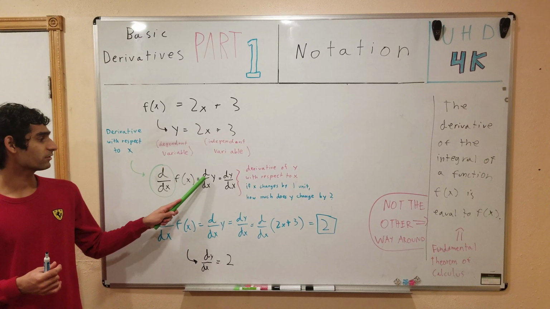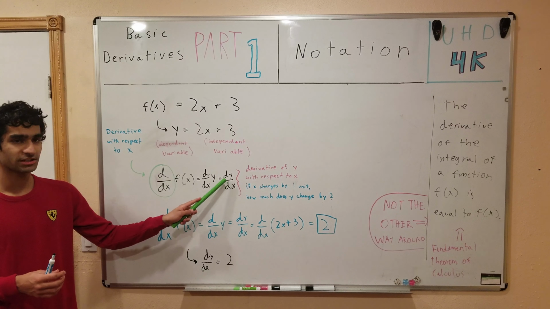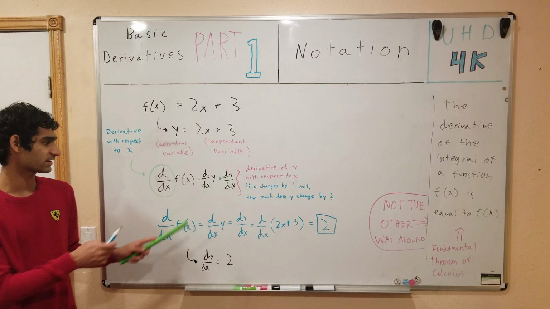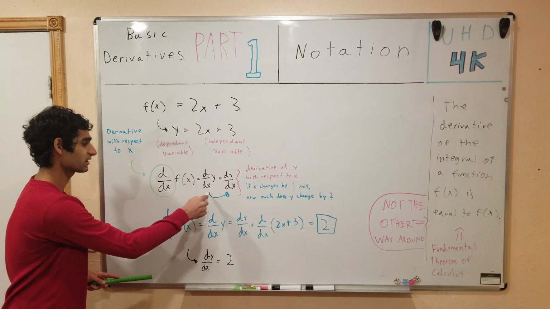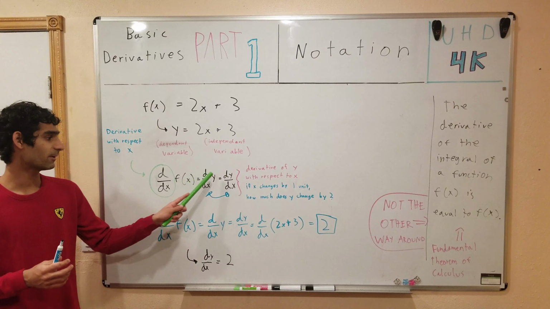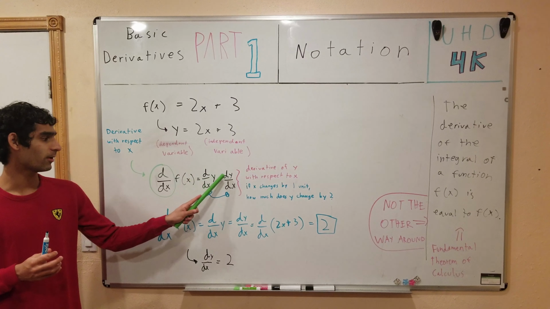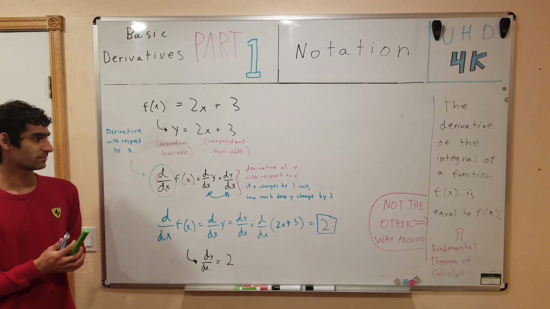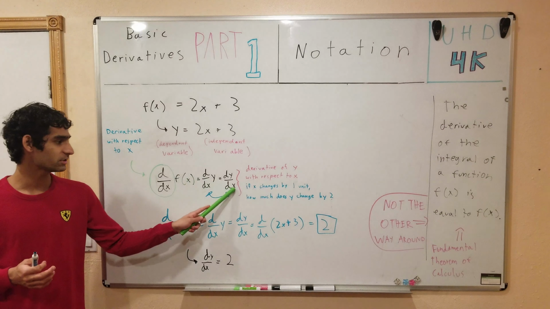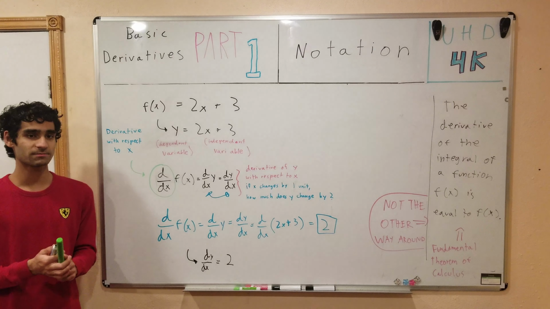Well, instead of writing the y to the side of d over dx, we sometimes or usually just write it like this, dy over dx. So these two are equivalent. And dy over dx does not mean dy divided by dx. No, that's not what it means. It means the derivative of y with respect to x. So basically it means if x changes by 1 unit, how much does y change by? So hope that makes sense.